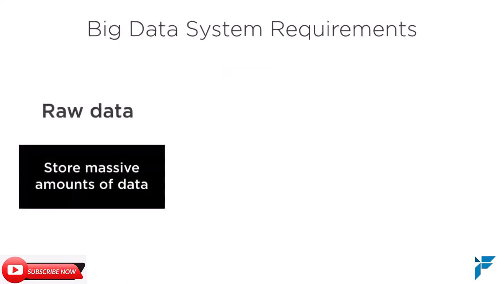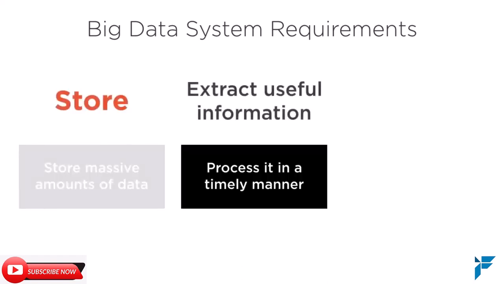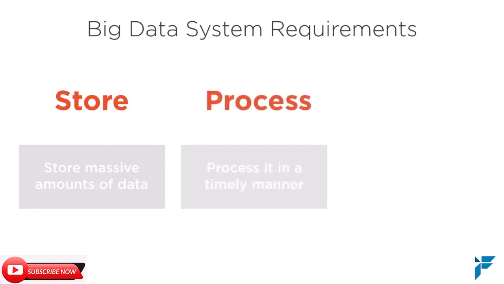It should be able to store massive amounts of data because the raw data itself is huge. So there's storage. We should be able to extract useful information from these millions and billions of rows of data, so we need to process it in a timely manner. And finally, there is a third requirement which may not be obvious. It is obvious though if you look at the trend in data usage by companies like these.